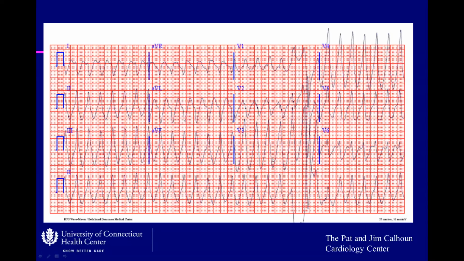That doesn't happen in bundle branch block with aberrant conduction. This is never a typical right bundle. So you have all signs that this is 100% VT. Good. So remember, the take-home message from this EKG is, if you have aberrant conduction, you should have a typical right bundle or typical left bundle. There's nothing typical in this ECG. This is 100% VT.